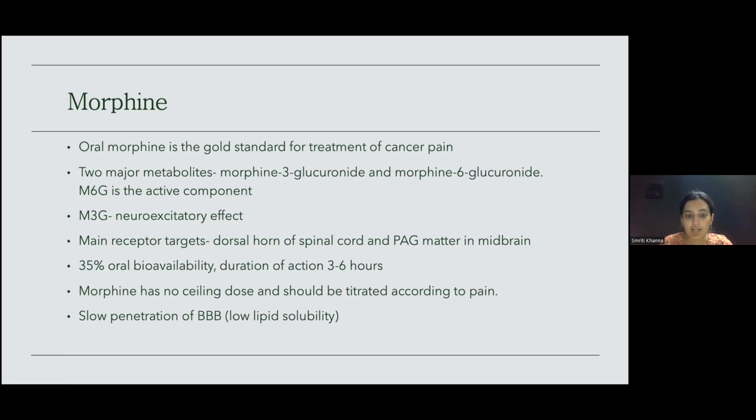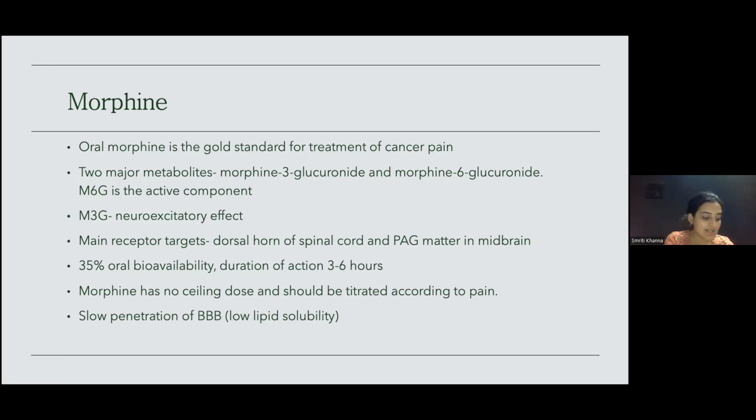Morphine does not have a ceiling dose, it's a pure agonist. The dose is titrated according to the pain. A lot of the strong opioids like morphine, fentanyl, methadone, sometimes we tend to say we don't really give beyond 4 micrograms per kg for fentanyl, but morphine, methadone don't really have an upper limit and a ceiling dose.